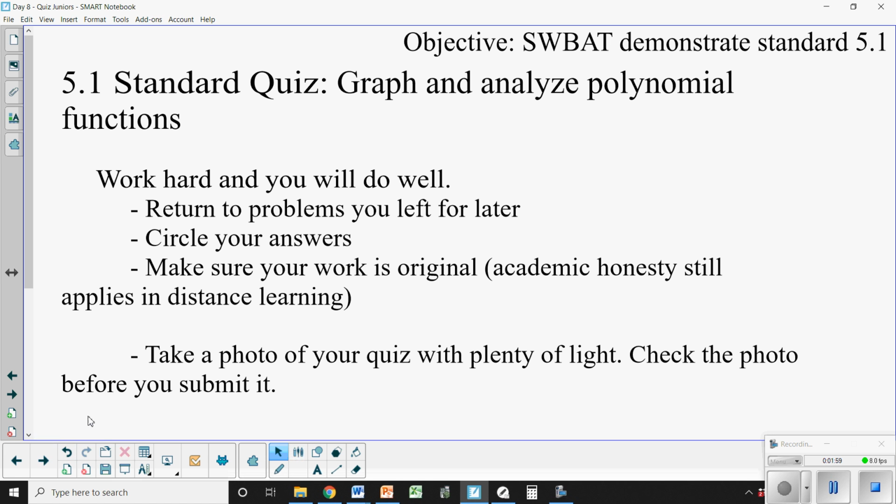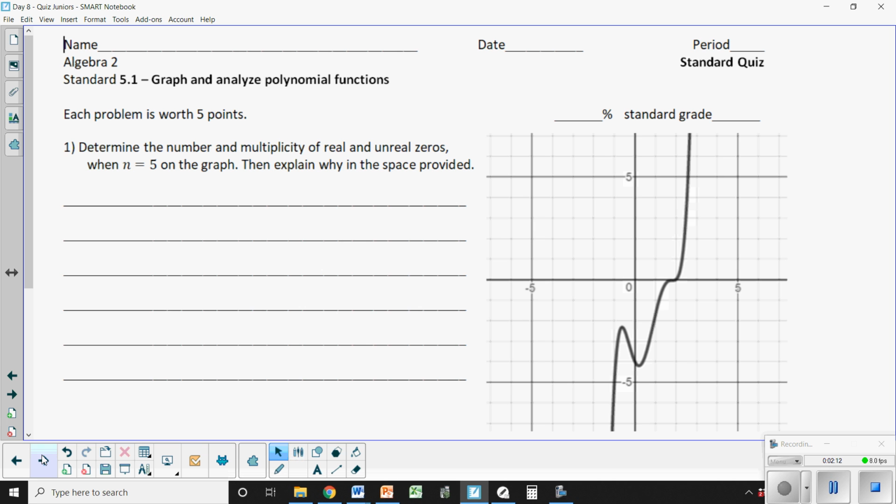So there is an attachment of a PDF for this quiz, but I'm also just going to show it in the video here too, because it depends on what device you're using whether you can see the PDF or not. So when we look at the first question here, just make sure you have your name on there. The date and period don't necessarily matter. But again, each problem's worth 5 points.